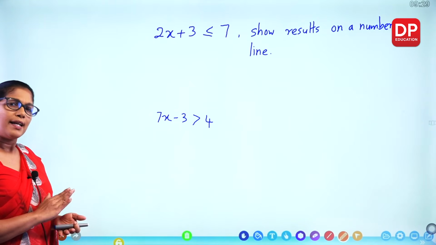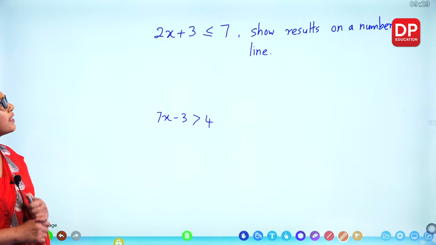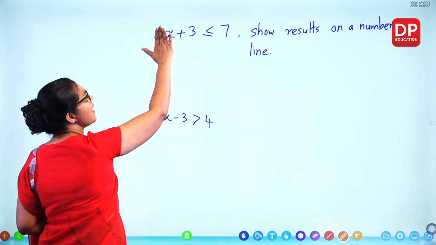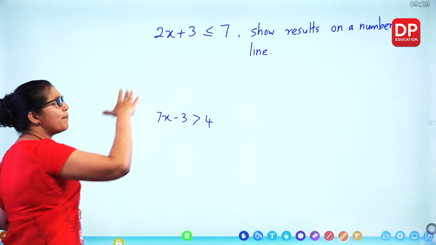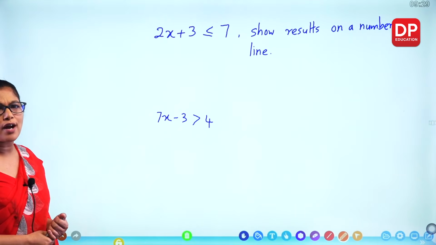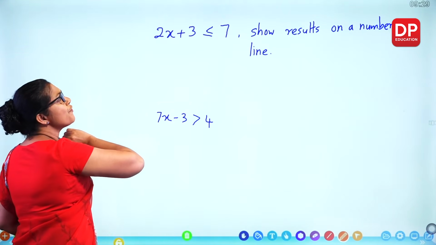We take letters to one side and numbers to the other side. So what can we do here? We need to take x terms to one side and get rid of all the numbers to the other side. So here 3 is extra, so I can get rid of 3 first.